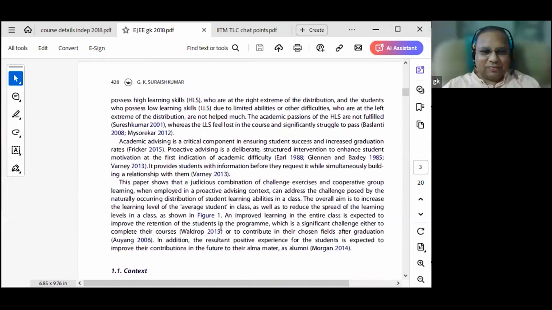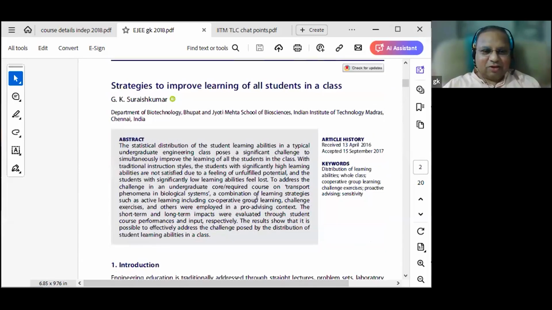If you look at the strategies, it is a combination of learning strategies, that is active learning, including cooperative group learning, challenge exercises, and others. So the active learning, cooperative group learning, appropriately done, helps the people on the left of the distribution. The challenge exercises fulfill the yearnings of the people on the right of the distribution. And that put together, that's what I thought.